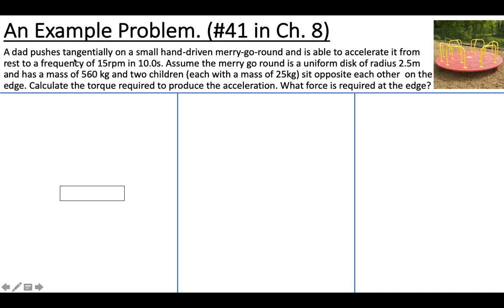A dad pushes tangentially on a small hand-driven merry-go-round and accelerates it from rest to a frequency of 15 RPM in 10 seconds. Assume the merry-go-round is a uniform disc of radius 2.5 meters and has a mass of 560 kilograms, and two children, each of them with a mass of 25 kilograms, sit opposite each other on the edge. So they're both on the edge on opposite sides. And we know the mass of each kid is 25 kilograms. The mass of the merry-go-round is 560 kilograms. The distance from the center to the outside is 2.5 meters.